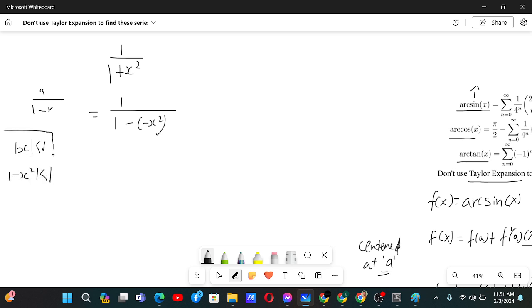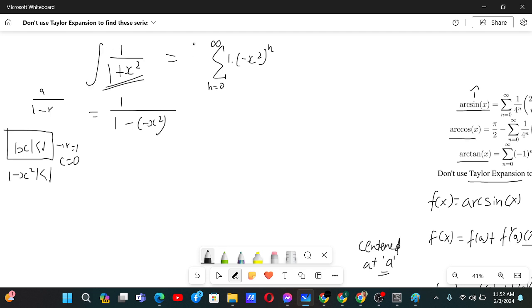So in this case we can find the series expansion. This has radius of 1 and center at 0. So the series will be the sum from n equals 0 to infinity of (minus x square) to the power n, since the first term is 1 and the ratio is minus x square. So this is the series expansion for this term over here.